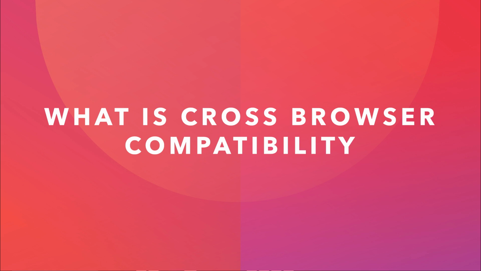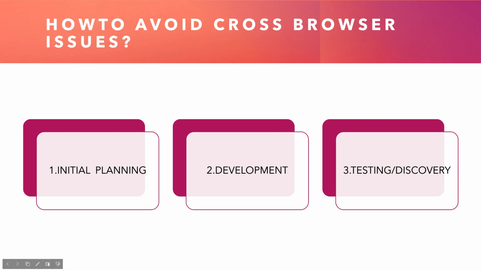So how to avoid cross-browser issues? With initial planning, development, and testing or discovery, you can avoid cross-browser issues. In initial planning, decide how you want your website to look, and what content and functionality it should have. Then develop your code, get all the functionality working, and as closely as possible in all target browsers. Third, testing or discovery. After each implementation phase, you will need to test the new functionality. This will help you find the bugs in your code. Once you find the bugs, fix them.